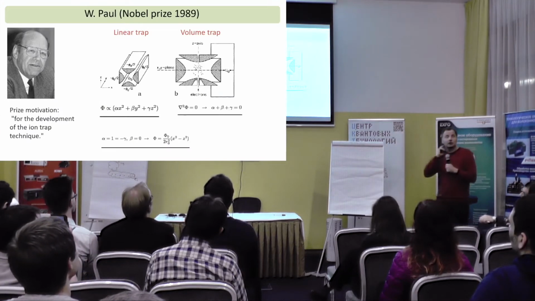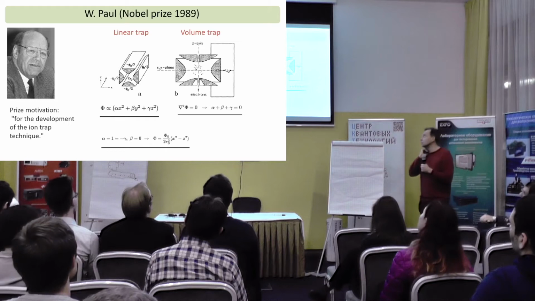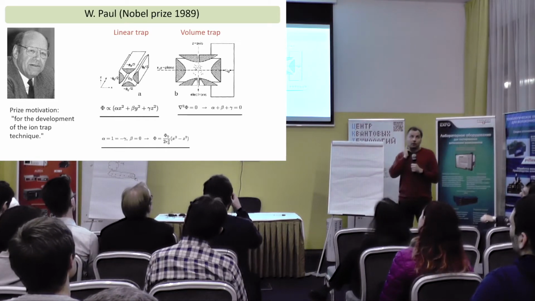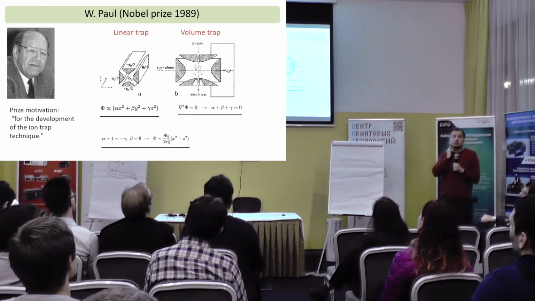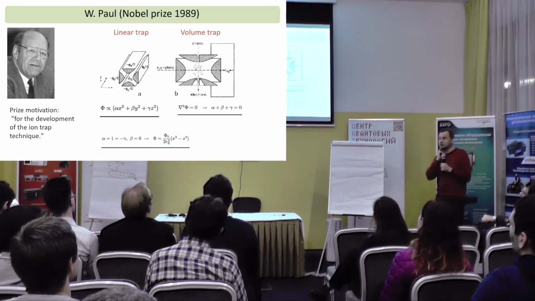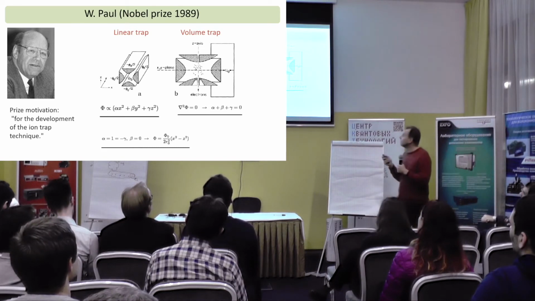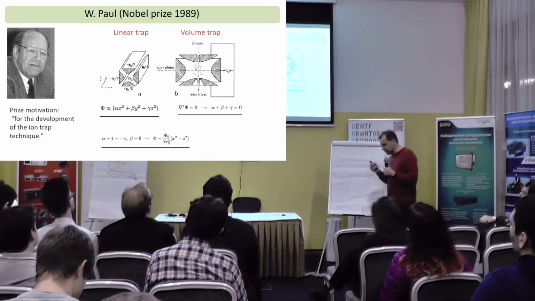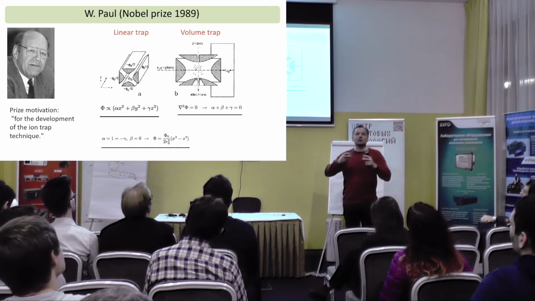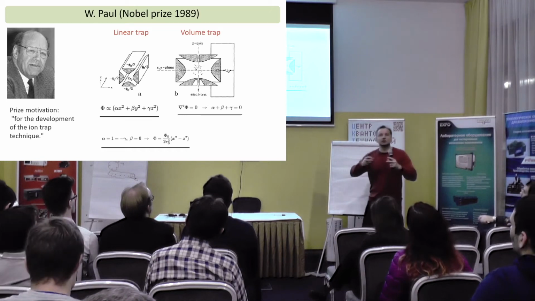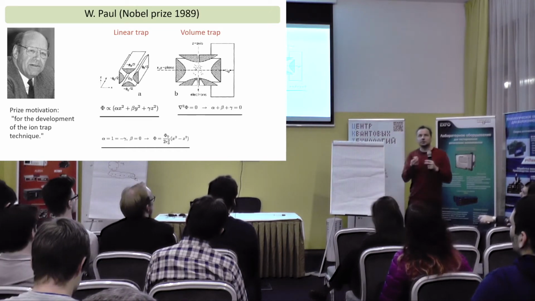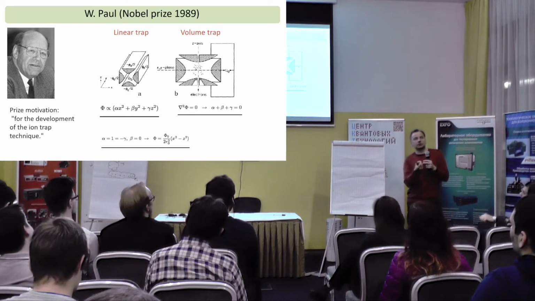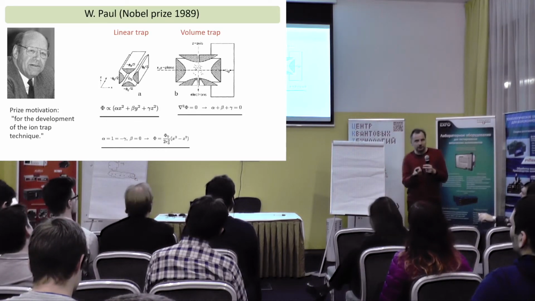In 1989, the Nobel Prize went to Wolfgang Paul for trapping ions. It's much earlier than the Nobel Prize for trapping neutral atoms. You see, the trap itself was developed much earlier. The idea is relatively straightforward. It is based on the fact that you cannot configure static electric fields or static magnetic fields to trap a single charged particle because of Earnshaw's theorem. So there is no way.